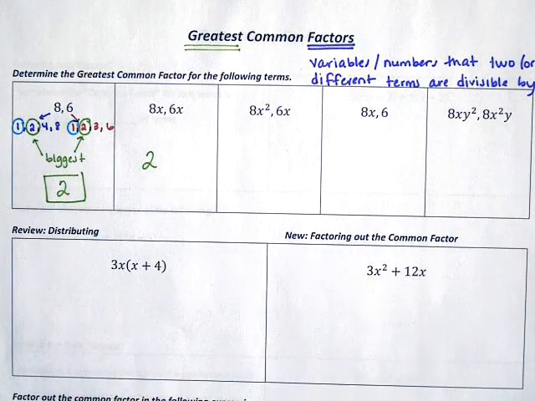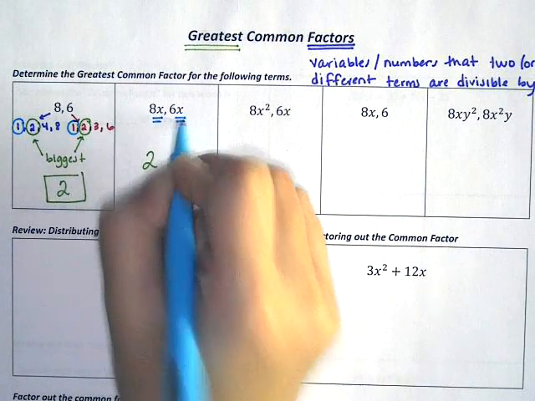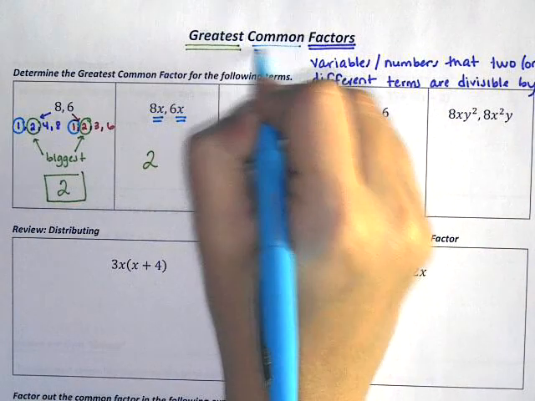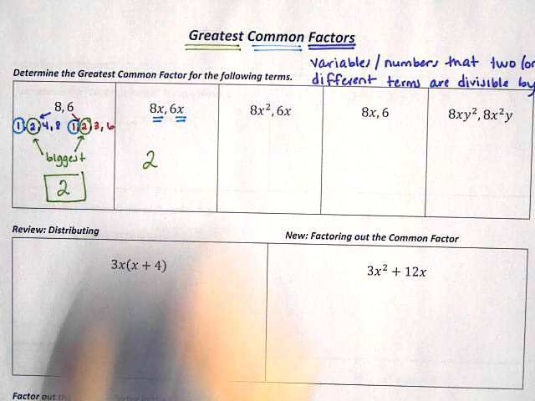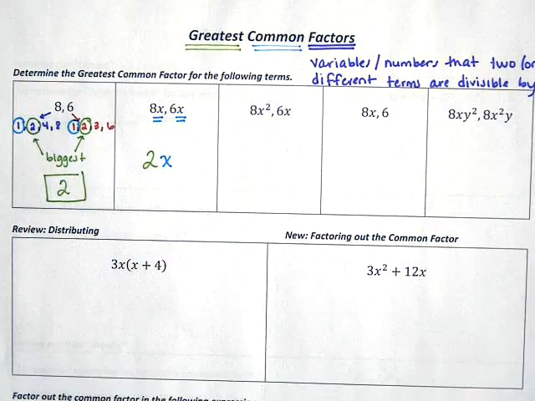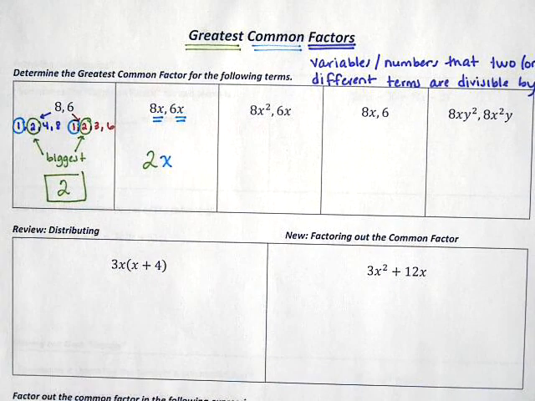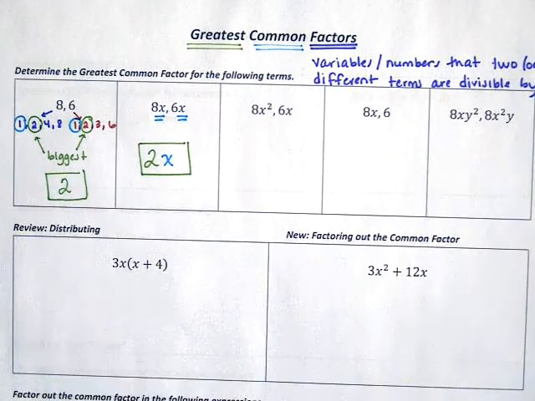But then we need to think about the x's. Both of these terms have one x. So they have that in common. Common means, what do you both have? Well, we both have one x. So x would be part of my common factor. So instead of just the common factor of 2, this time the common factor would be 2x.